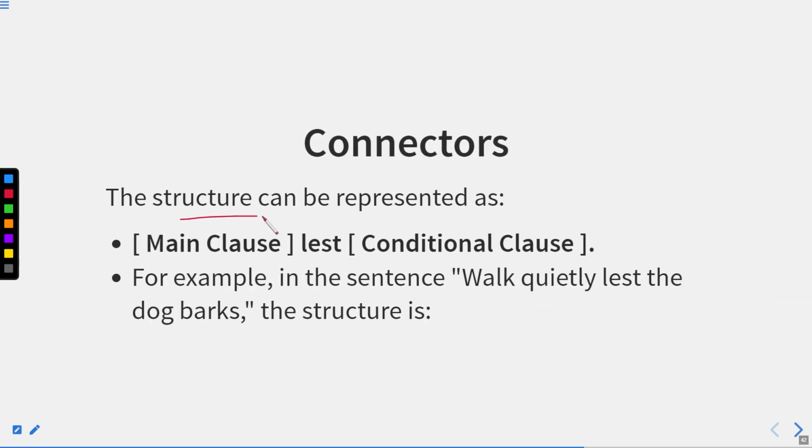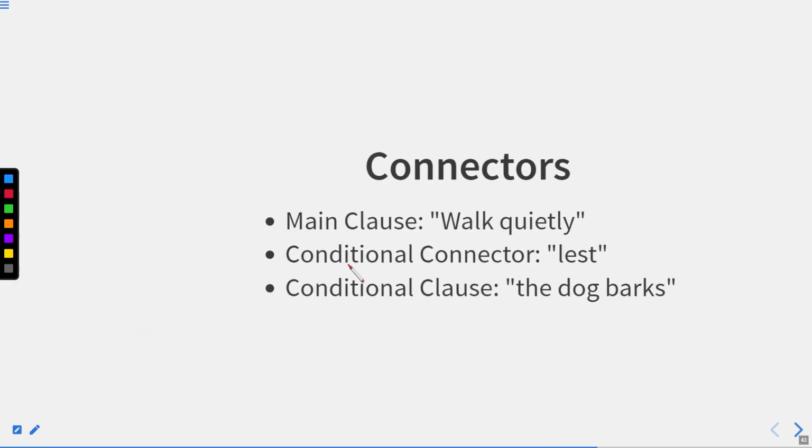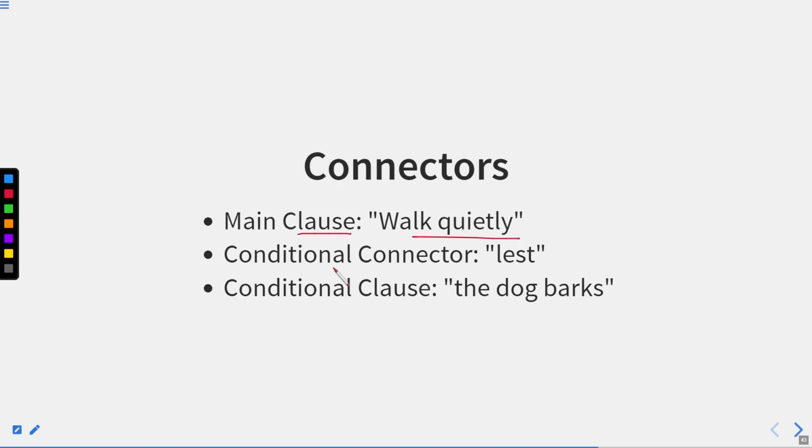Okay. The structure can be represented as, first of all, we'll have the main clause, then lest, and then the conditional clause. Now, if this word lest is used as a pair conjunction, it should always be followed by the word should. Lest and should. Lest is a negative word, so there should not be any negative word after the word lest or in the immediate after clause of lest. For example, in the sentence walk quietly lest the dog barks, the structure is main clause, that is walk quietly, conditional connector lest, and conditional clause, that is the dog barks.